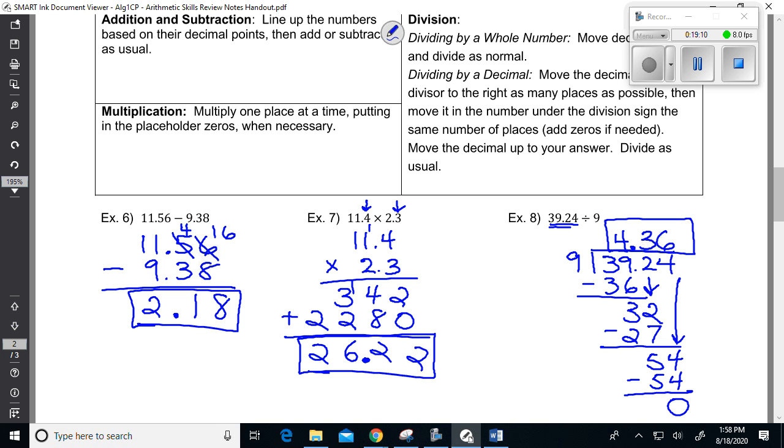Again, make sure you use your calculator. Check to make sure that 4.36 was the answer. If your calculator doesn't match, then that's telling you, all right, something's wrong. I need to fix it. Questions on 6, 7, or 8? Hopefully everything's real easy so far.